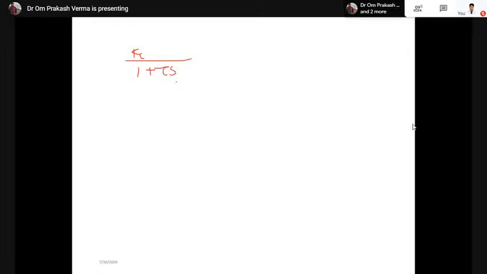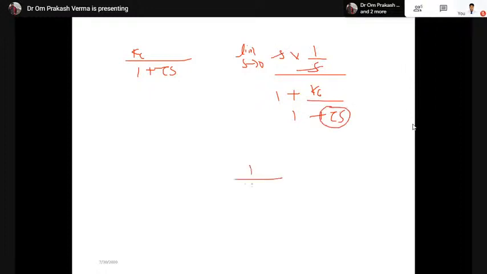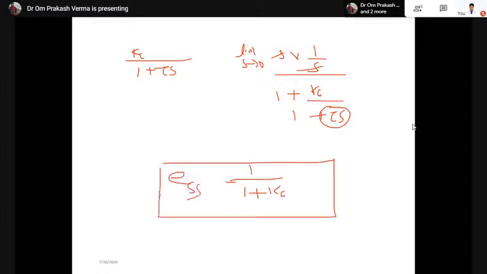So the error is defined as limit s tends to 0, s into R(s), where R(s) is nothing but 1 upon s, upon 1 plus G(s)H(s), and G(s)H(s) is Kc upon 1 plus tau s. So the terms cancel each other when you put s equals 0, and it becomes 1 upon 1 plus Kc. This is the steady state error, or the offset. This offset is always present for the first order case. Therefore, I am saying there is always a chance of offset in the case of the proportional controller.